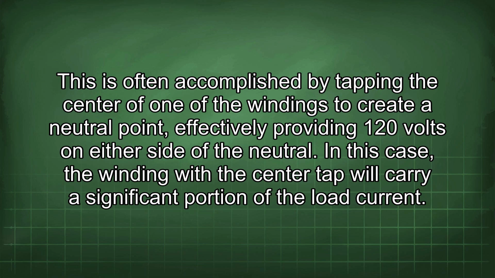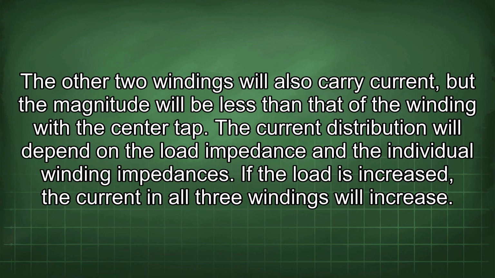In this case, the winding with the center tap will carry a significant portion of the load current. The other two windings will also carry current, but the magnitude will be less than that of the winding with the center tap. The current distribution will depend on the load impedance and the individual winding impedances.